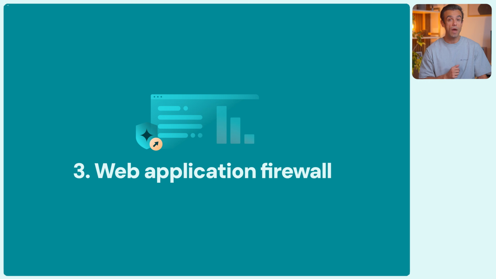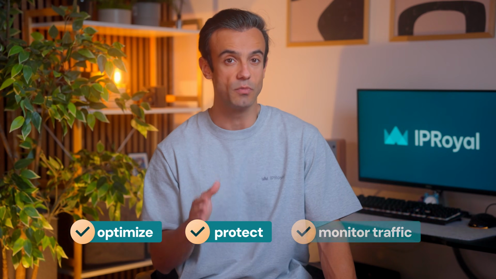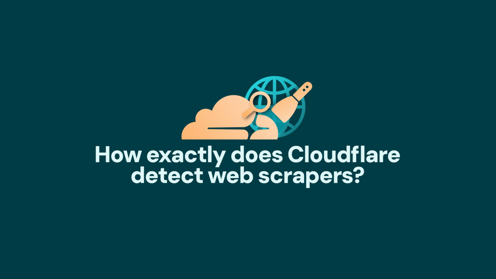And number 3. Web application firewall, applying complex rule sets and behavior models to detect and block threats like SQL injections, credential stuffing, and botnets. These systems work together to protect, optimize, and monitor traffic. But while they are excellent for security, they also make it harder for legitimate automation and data pipelines to access public data. So how exactly does Cloudflare detect web scrapers?